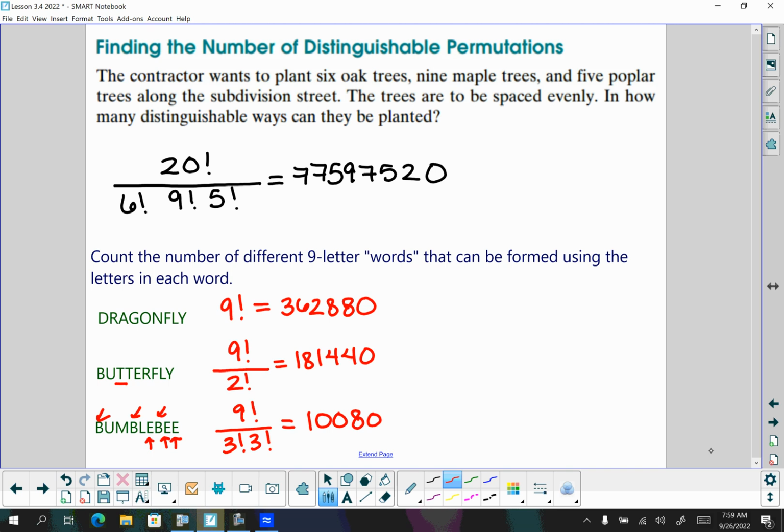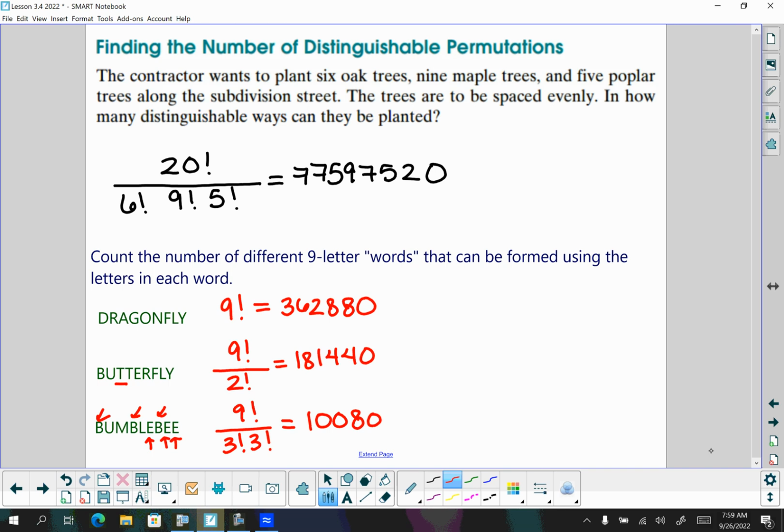Okay. Questions on distinguishable permutations? Okay, so order matters. All right, flip to the back of your paper now.